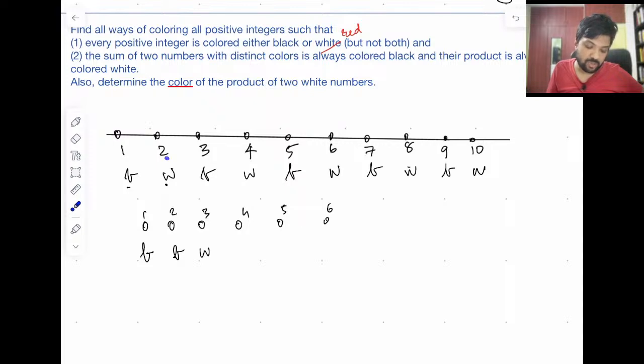Okay, 1 plus 2 is 3. So this is black. Then 2 times 3 must be white. 6 must be white. Maybe you have to prove by induction or something. 6 will be white.